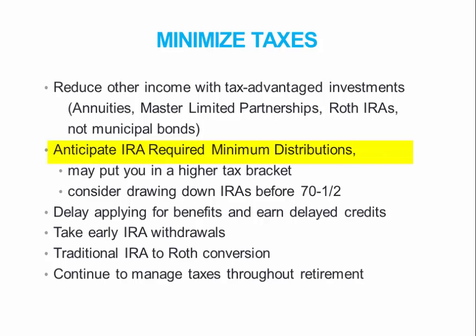If you stop working and choose to earn delayed credits to age 70, consider taking early withdrawals from your IRA to minimize the later effects of required minimum distributions, which begin at age 70 and a half. Traditional IRA assets can also be converted during the same time frame into Roth IRAs to gain more tax control. The bottom line is that you want to continue to manage your taxes throughout retirement.